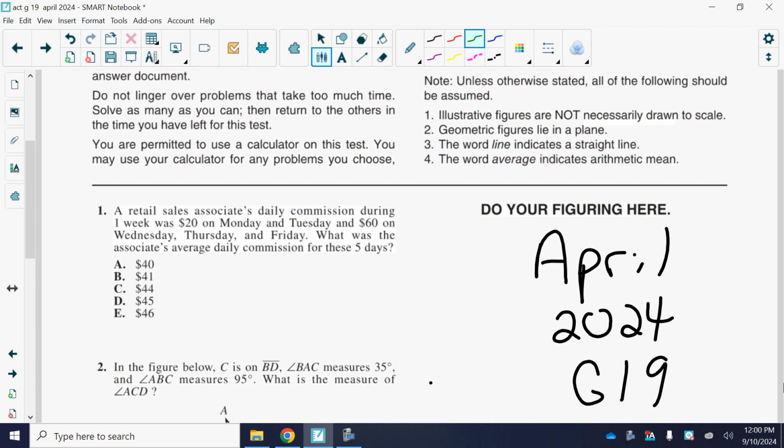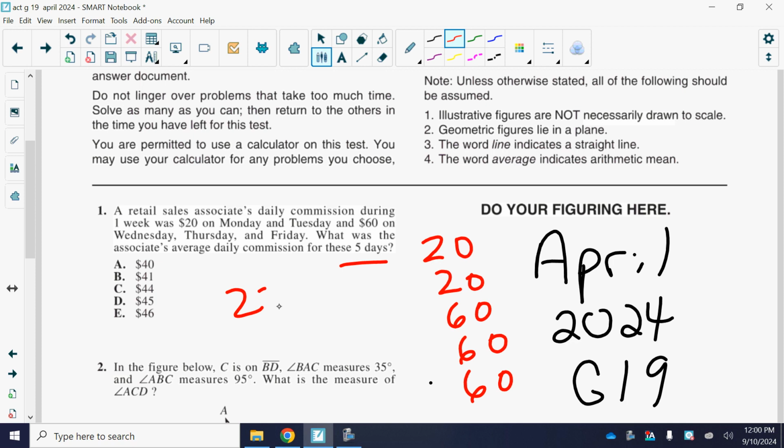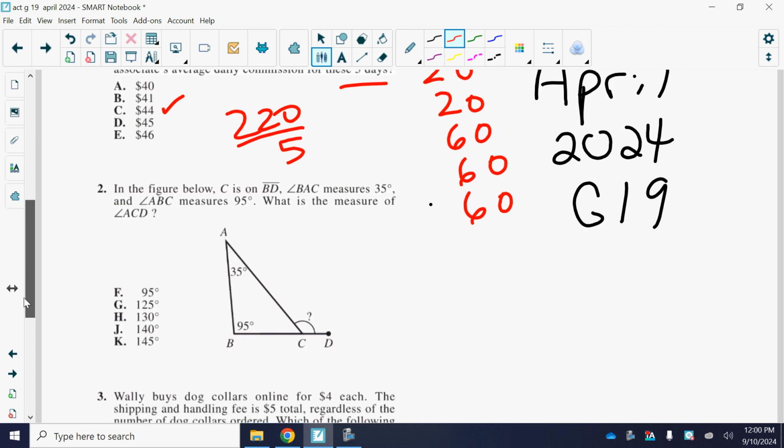The commission was 20 on Monday, 20 on Tuesday, 60 on Wednesday, 60 Thursday, 60 Friday. I always write them all out. So what is the average of the 5 days? Well, how do you do average? You add up all the numbers and divide by the total. So it's 180, 200, 220 divided by 5. Answer C, 44.